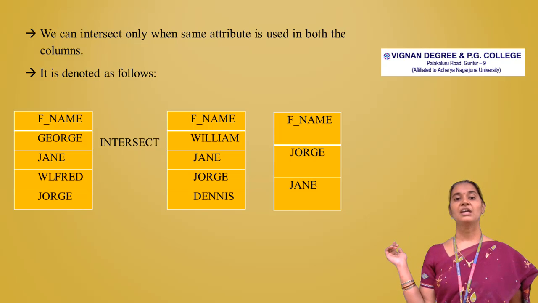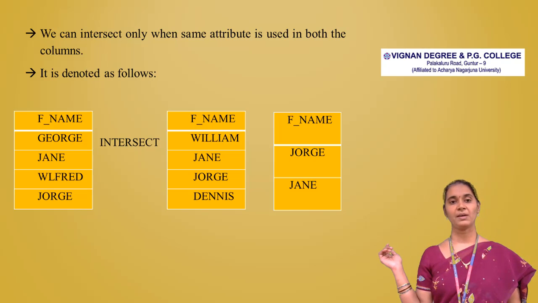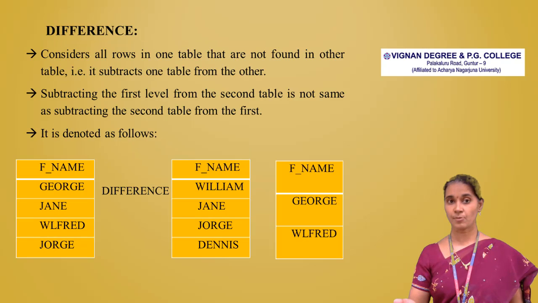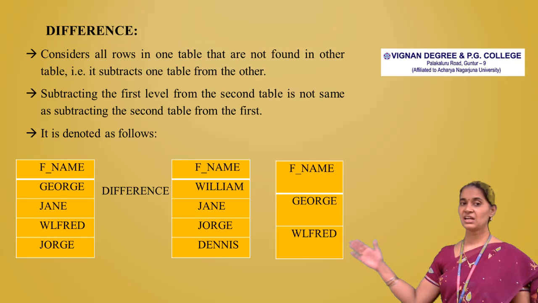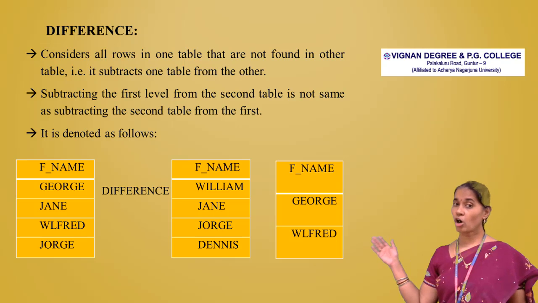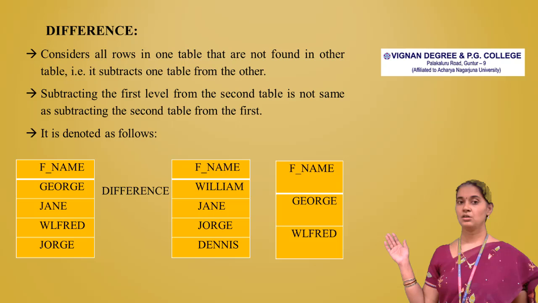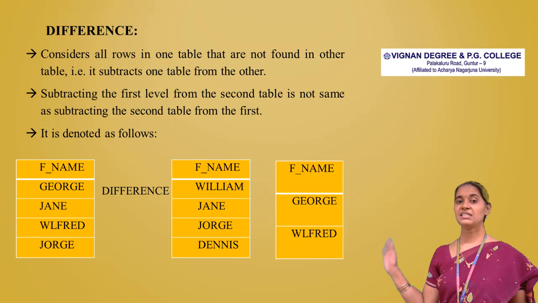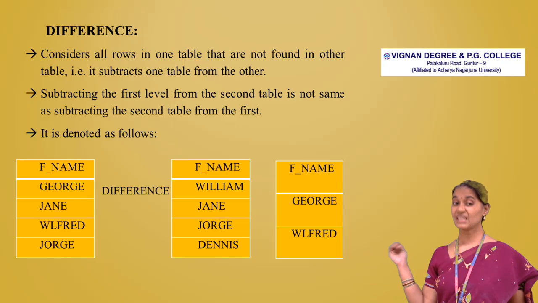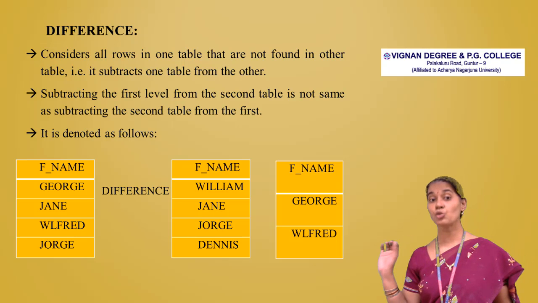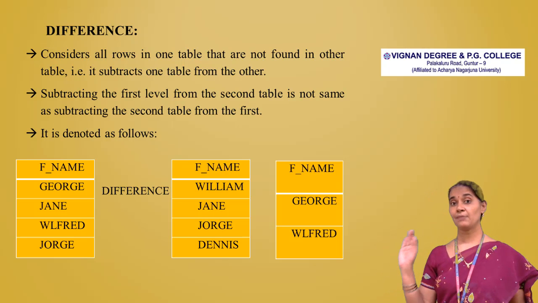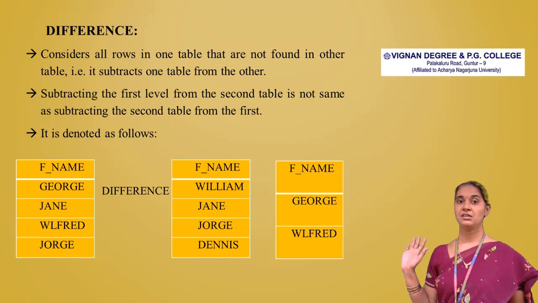That is about the intersect operation, and followed by the next one, the difference operation. What is the difference? It considers all the rows from one table that are not found in the other table. That is, it subtracts one table from the other. Here an important thing is to be noted. Intersect will help us to display the common elements.